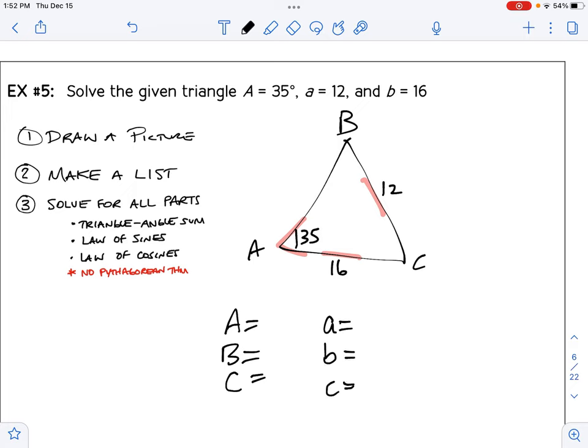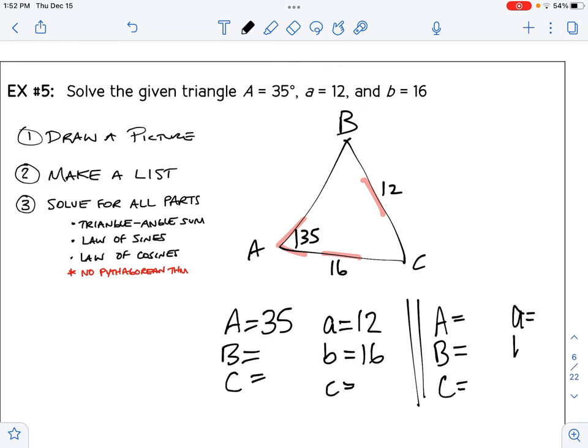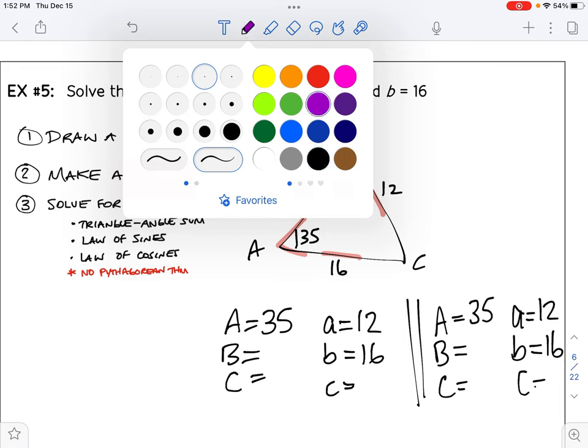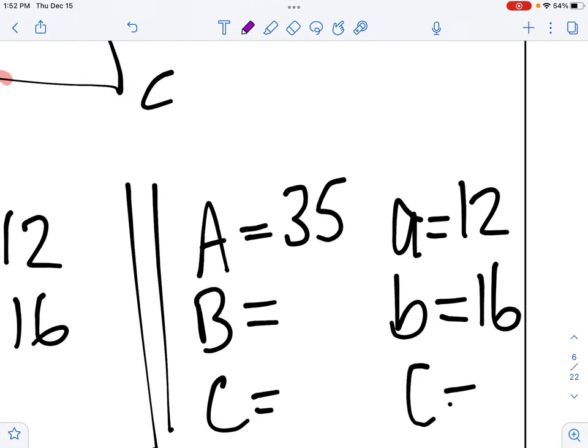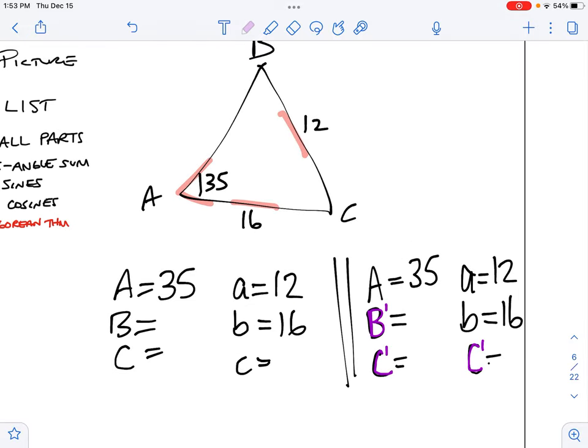And I fill in the values that I know, which is 35 degrees for angle A, 12 for side A, 16 for side B. But I also want to make an organized list for my second case. Some of these values are obviously the same in both triangles. That's the 35, the 12, and the 16, the givens. But the way that we indicate that this is a different triangle is a lot of times you'll see us call this B prime. We'll put a little tick mark there in the superscript to show that this is still the same triangle, but just a different variation of that triangle.